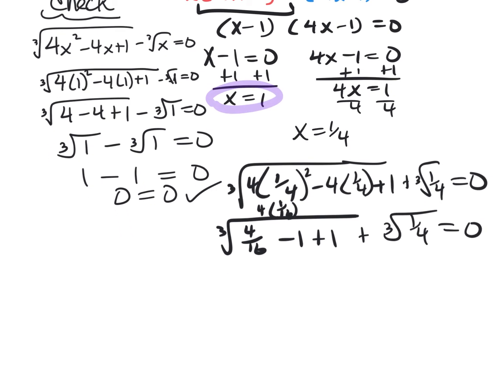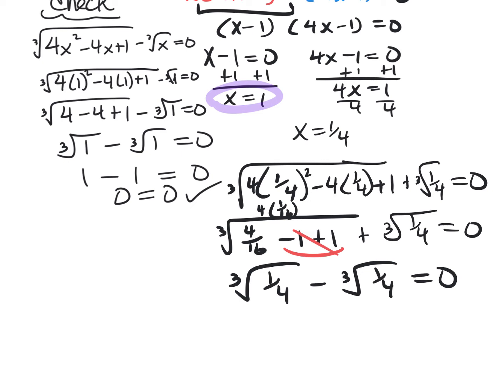So then here, notice this 1 minus 1 is gone. And then I'm left with, I can simplify this, the cube root of 1/4 minus the cube root of 1/4. Now, at first glance, you're thinking, how can I find the cube root of 1/4? If you just recognize that you're subtracting the same root minus the same root, this is 0 equals 0, so it checks. You don't actually need to figure out what the cube root of 1/4 is. Just know that you're subtracting the same root from itself, so you get a 0. So x equals 1/4 is also good.